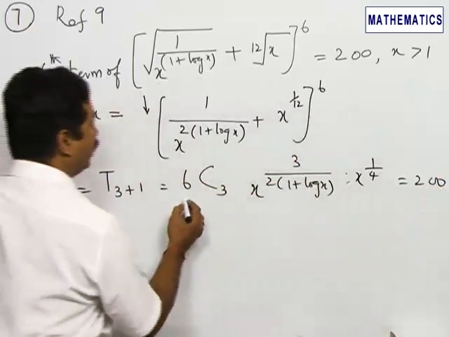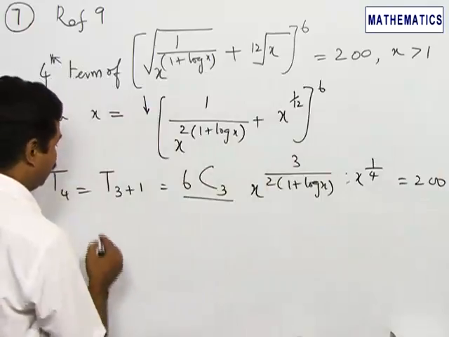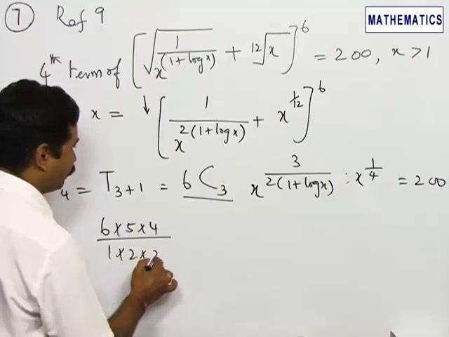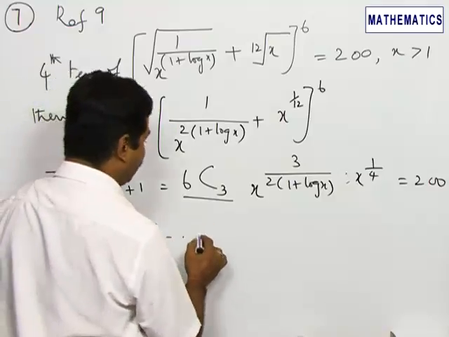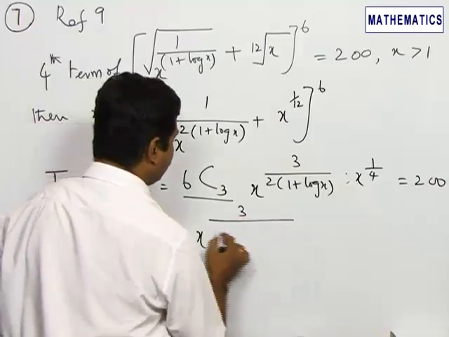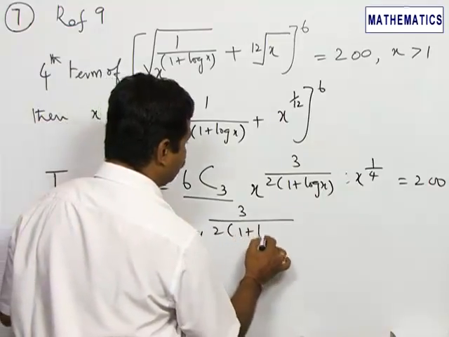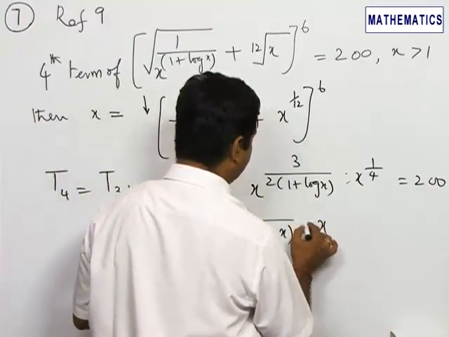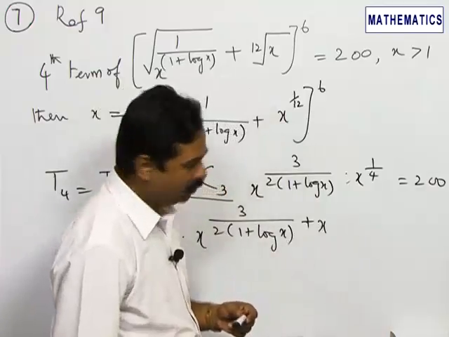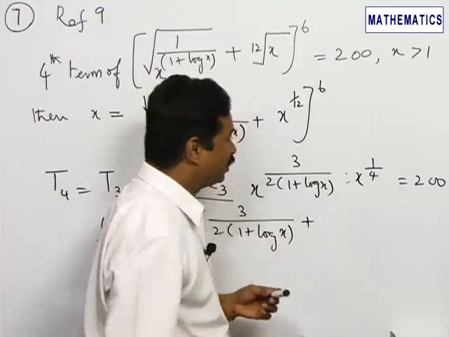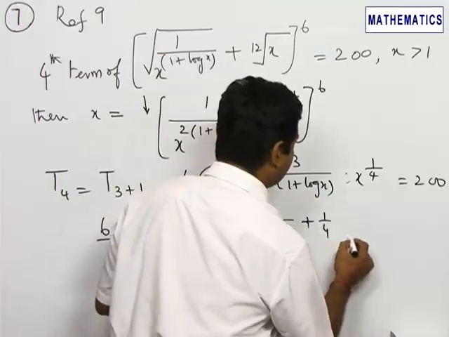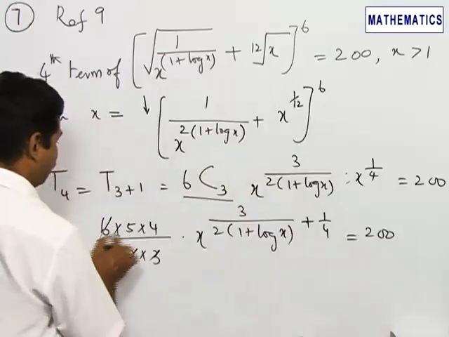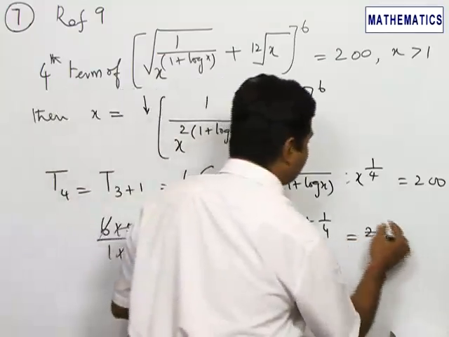Now expanding 6C3, it will be 6 into 5 into 4 by 1 into 2 into 3, of x^(3/2 (1+log x)) into x^(1/4), or I can merely add the powers, since a^m into a^n is a^(m+n), and that is equal to 200. If I reduce, 3 twos are 6, 4 fives are 20, so 20 times x-power is 200, that is 10 times.